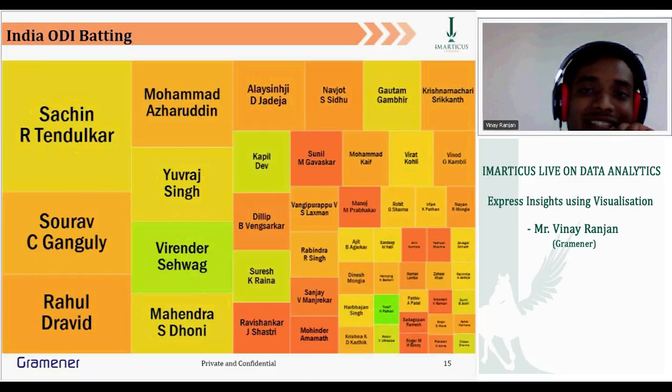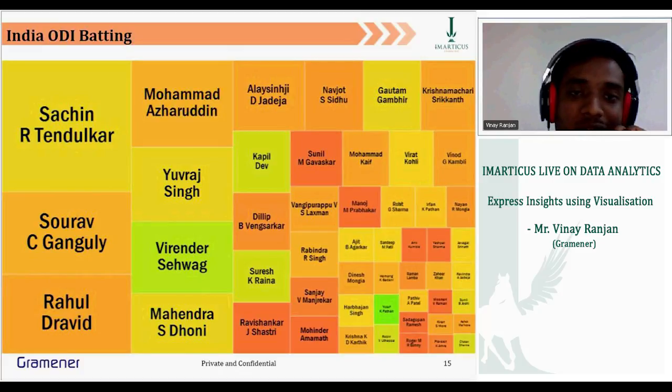Okay, now this is one of the interesting ones and my favorite. Here we can see all Indian batsmen plotted as boxes. This is called a tree map. In a tree map, the box with the maximum size is the player who scored the most runs. No doubt Sachin Tendulkar is at the top. Second we can see Saurav Ganguly, Rahul Dravid, Mohammad Azharuddin, then Yuvraj Singh and so on.